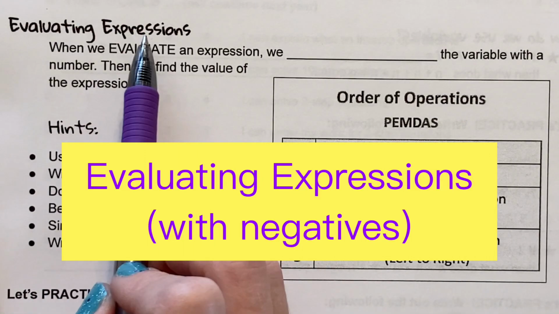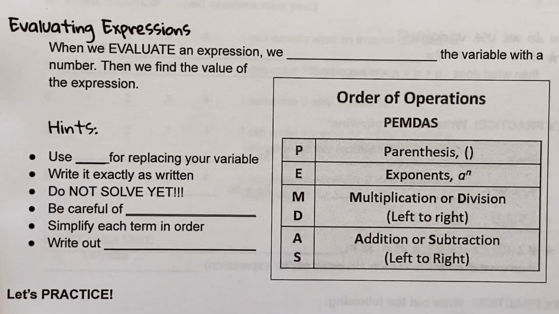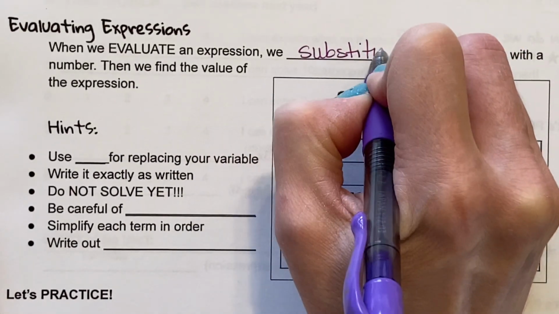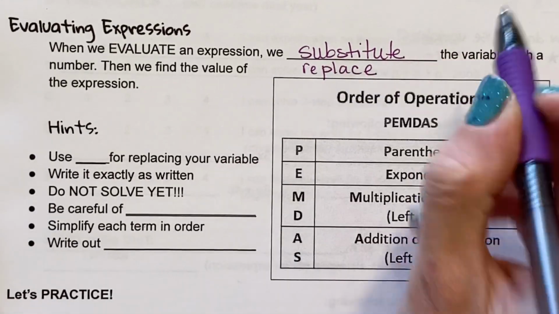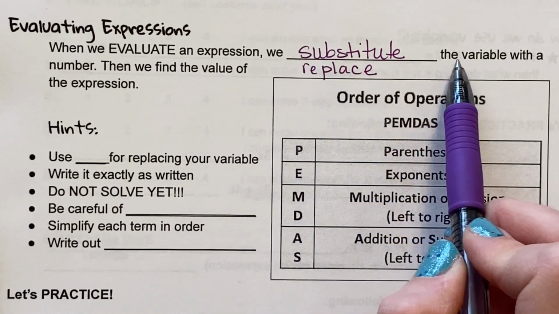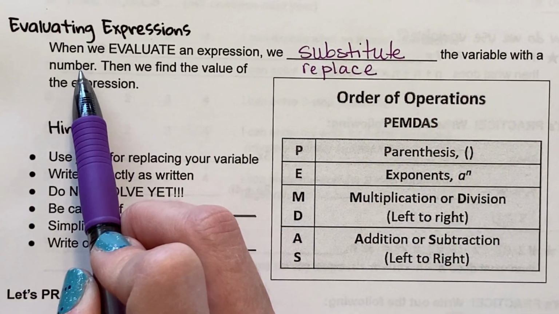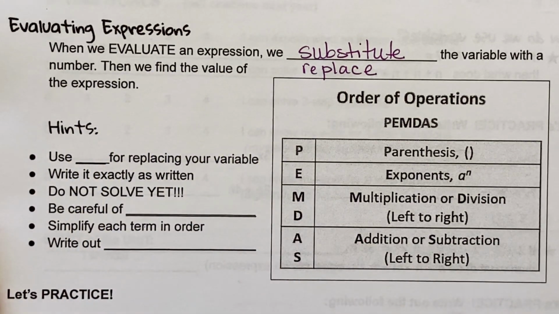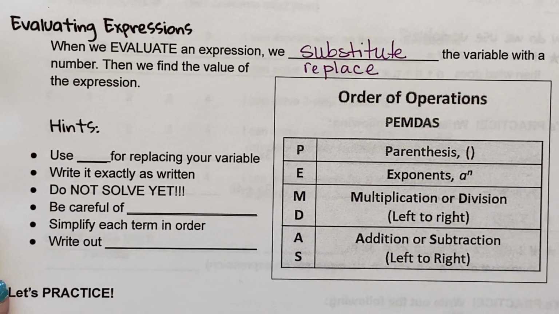Let's talk about evaluating expressions. When we evaluate an expression, we are going to substitute, or you could also use the word replace, the variable with a number. I'm going to tell you what that number is. When we do that, we go ahead and find the value of the expression, using math with our PEMDAS, our order of operations.